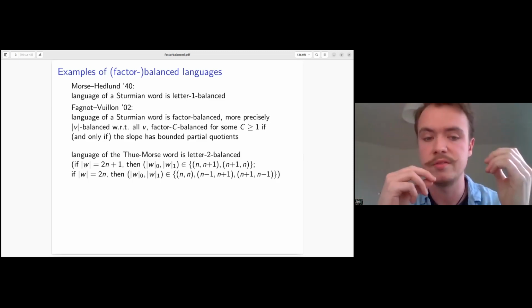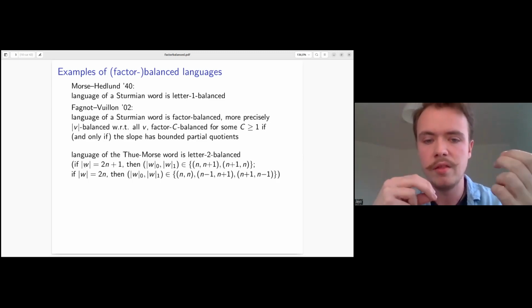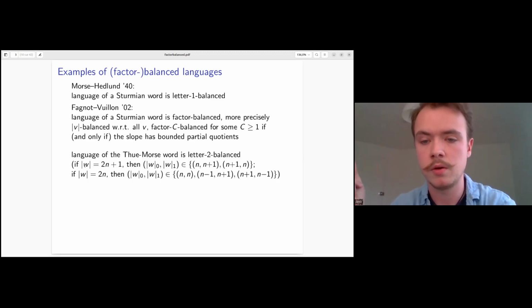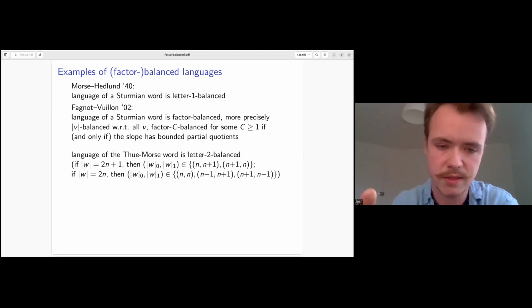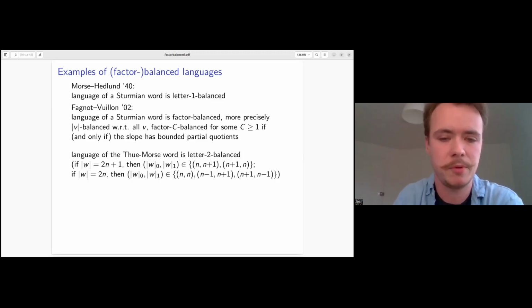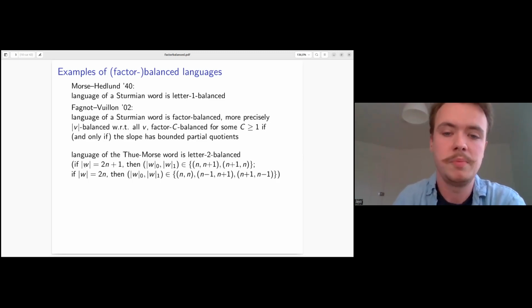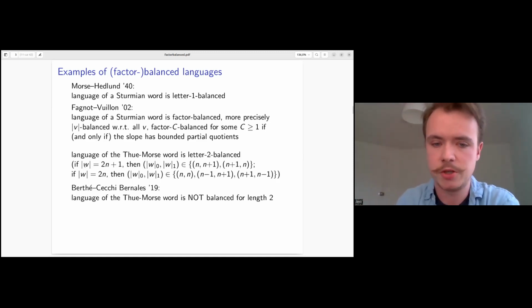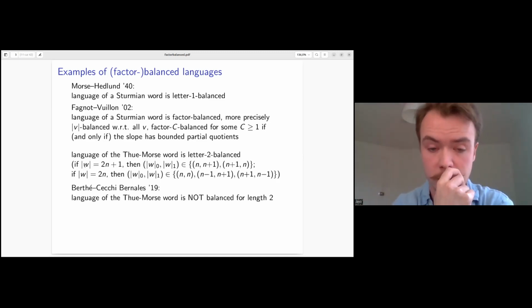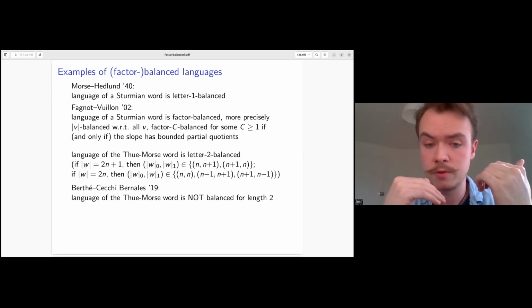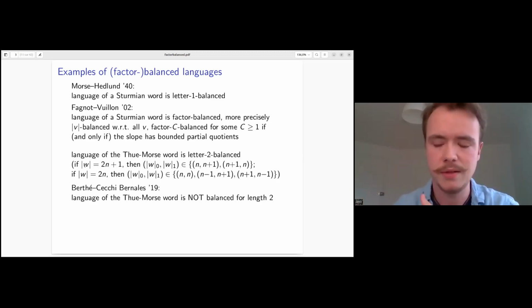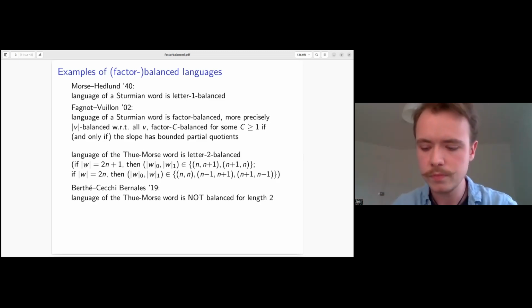And if the word is of even length, then the repartition is either n, n-1, n+1, or n+1 and n-1. Hence you see that the biggest gap you can have between the two could be at most 2. So the language of the two-or-more word is letter 2 balanced, but this has been shown really recently by Berthet and Checky Bernales: the language of the two-or-more word is not balanced for length 2, and therefore it is not balanced for length greater than 2.